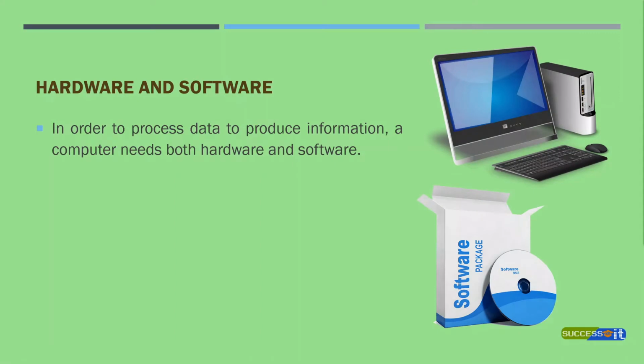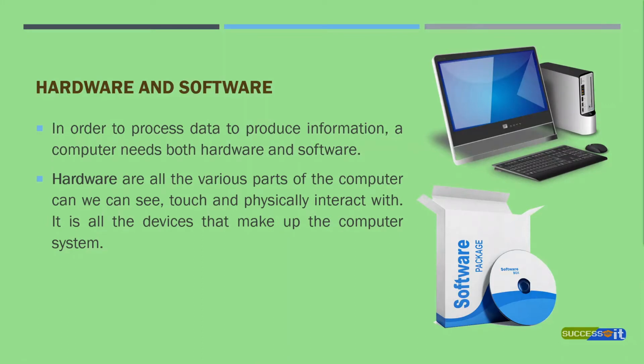As we saw in our last video, a computer system is made up of different parts which all work together to accomplish the main goal of all computers, that is, processing data and producing information. In order to process data to produce information, a computer needs both hardware and software.